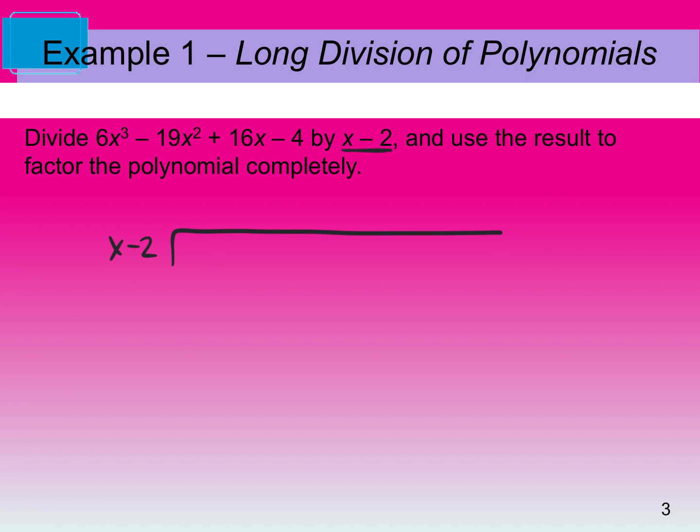You always want to make sure when you put your polynomial inside the box that every term is represented. If you start with x to the 3rd power, you need x squared, x to the 1st power, and your constant. If you're missing one of your terms, you need to make sure you put a 0 in that spot. Here we've got all of our terms, so we're good to go. So 6x cubed minus 19x squared plus 16x minus 4.